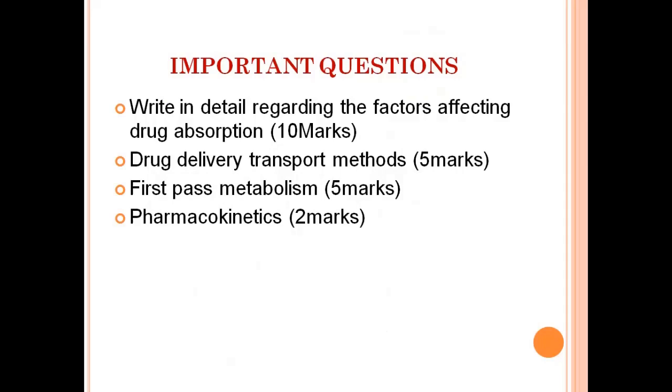Then drug delivery transport methods for 5 marks, where you have to tell about the passive methods and the carrier mediated methods. Then we have the first pass metabolism, which can be asked for 5 marks. And what is pharmacokinetics for 2 marks?